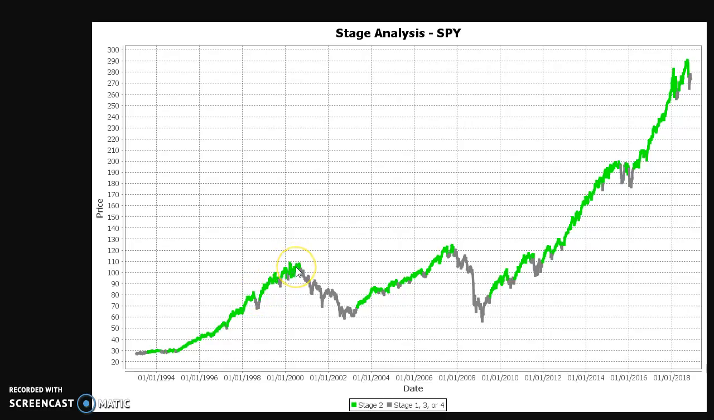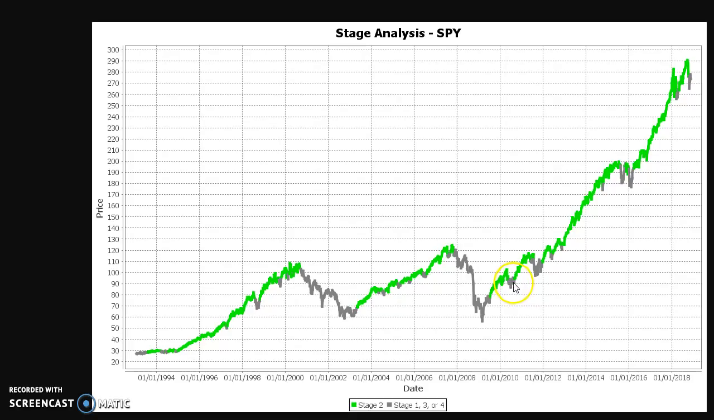So you'll see the two big bear markets that you probably should be familiar with if you've been trading the market for a while. We had a big bear market in the year 2000 going into 2002, and then we had the financial meltdown panic in 2008, which was a monster bear market. And then we've been in a bull market for the most part ever since. So just visually, you can see that the stage analysis system would keep you out of the market for both of these big bear markets.